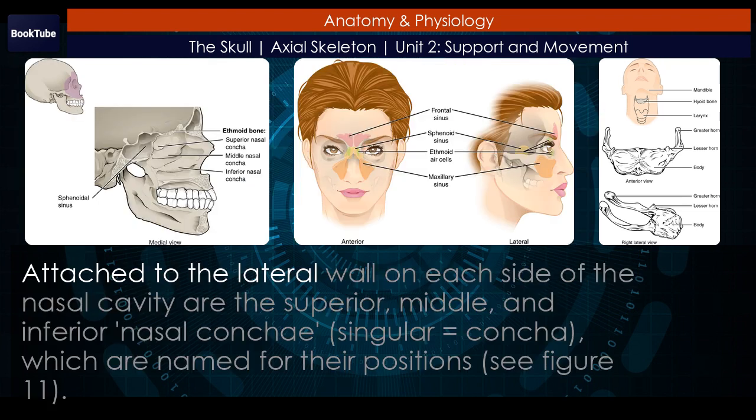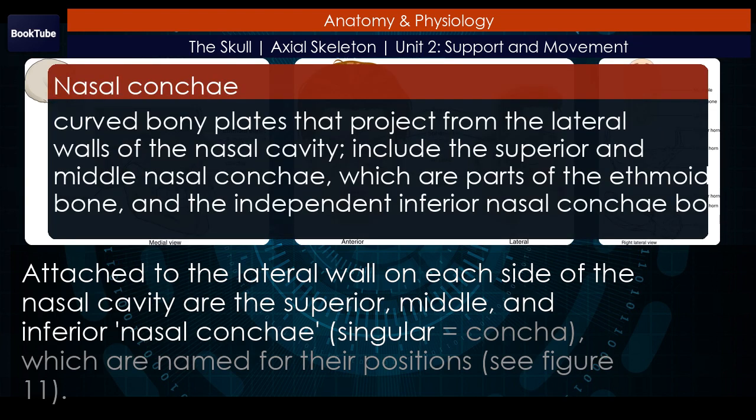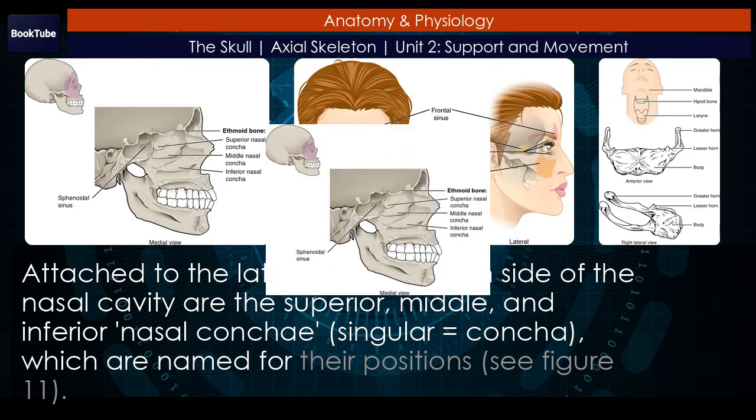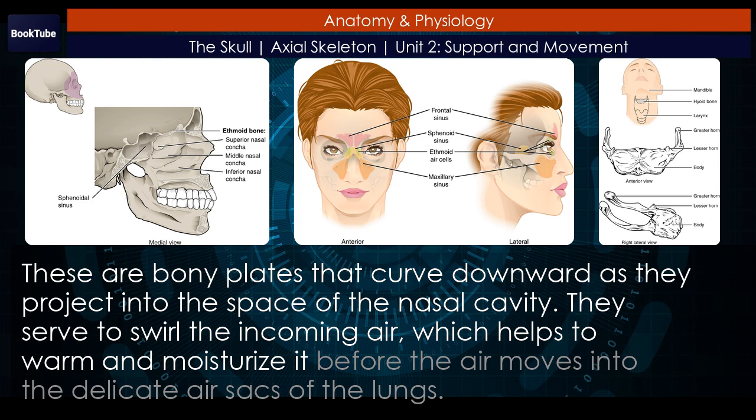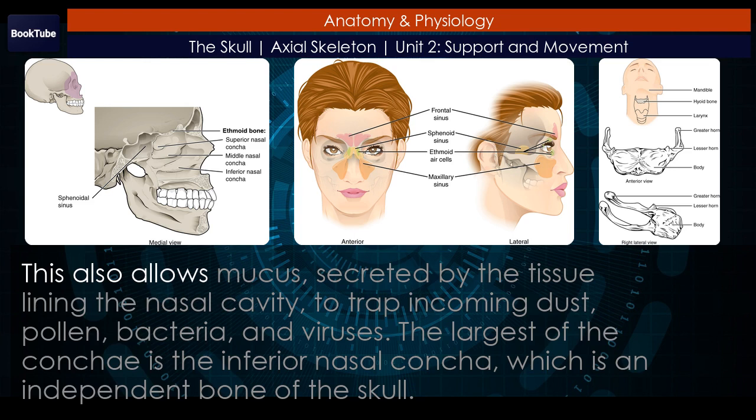Attached to the lateral wall on each side of the nasal cavity are the superior, middle, and inferior nasal conchae (singular equals concha), which are named for their positions. See Figure 11. These are bony plates that curve downward as they project into the space of the nasal cavity. They serve to swirl the incoming air, which helps to warm and moisturize it before the air moves into the delicate air sacs of the lungs. This also allows mucus, secreted by the tissue lining the nasal cavity, to trap incoming dust, pollen, bacteria, and viruses.